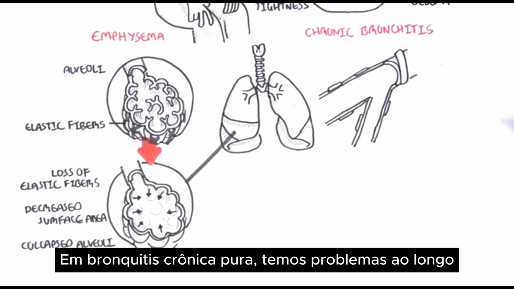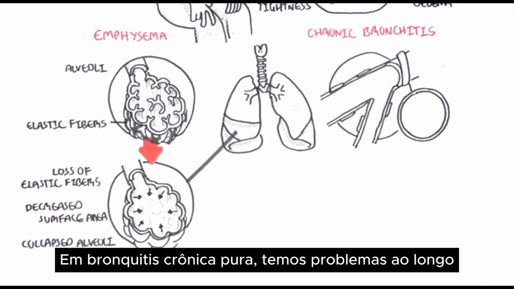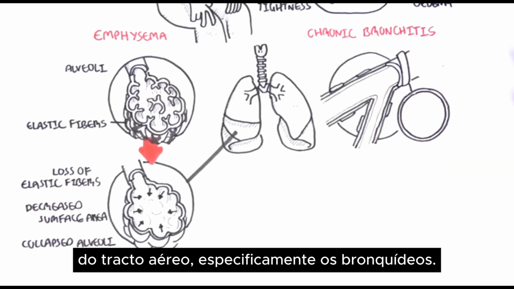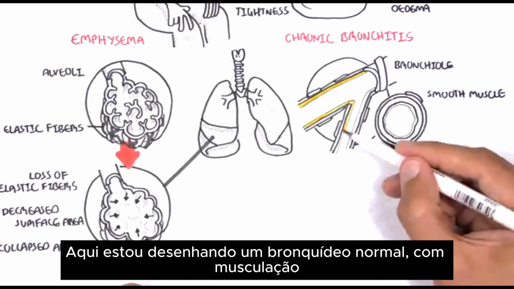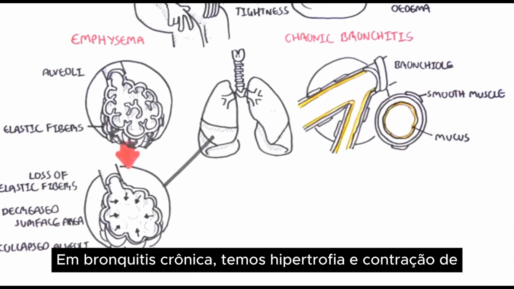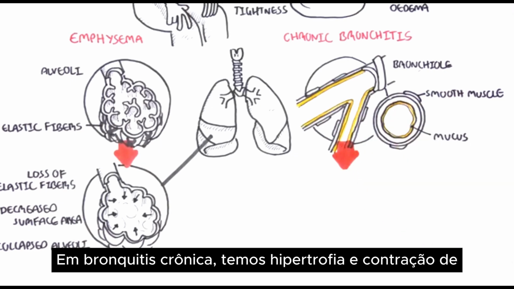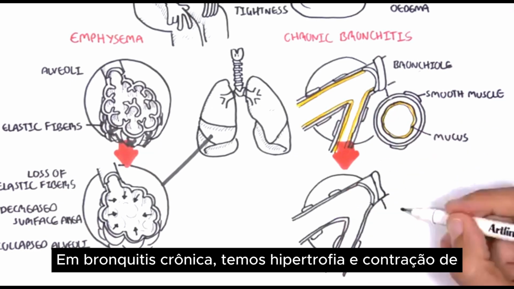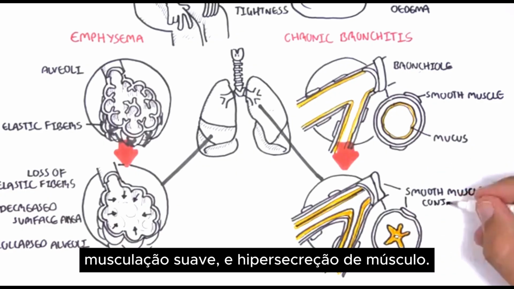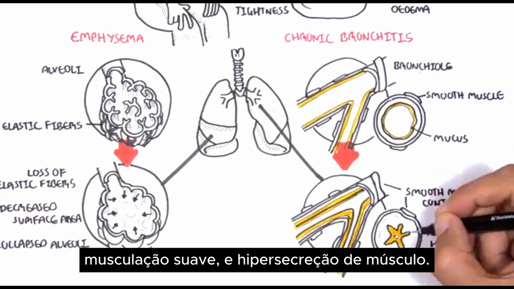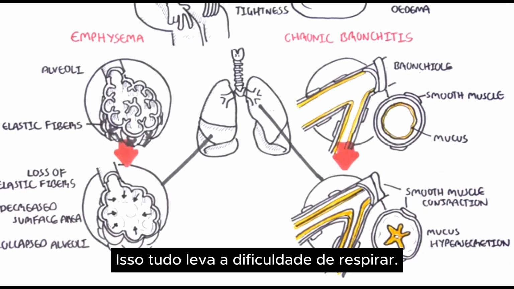In pure chronic bronchitis, we have problems along the airway tract, specifically the bronchioles. Here I'm drawing a normal bronchiole with smooth muscle and mucus. In chronic bronchitis, we have smooth muscle hypertrophy and contraction, as well as mucus hypersecretion. This all leads to difficulty breathing.